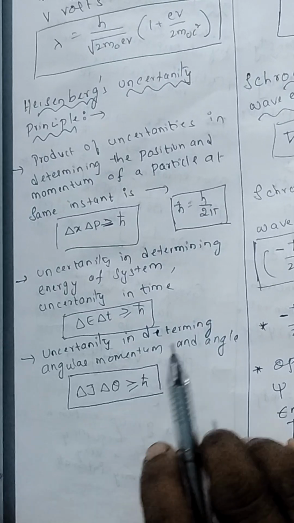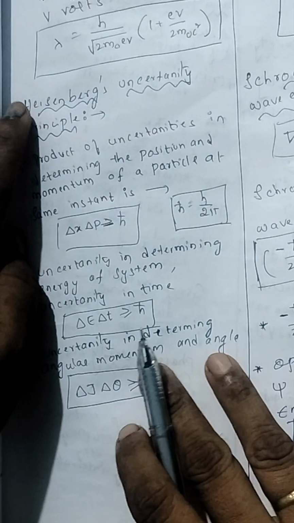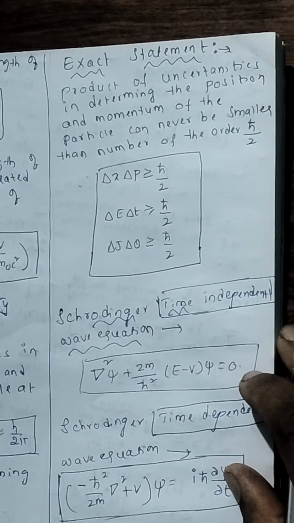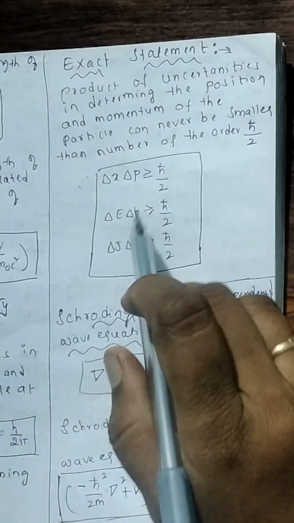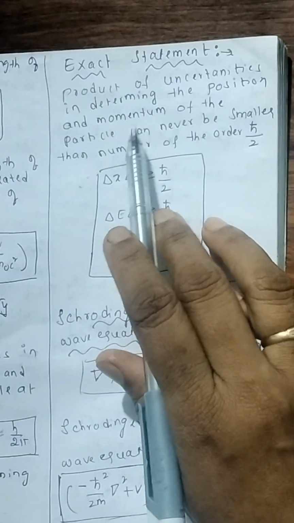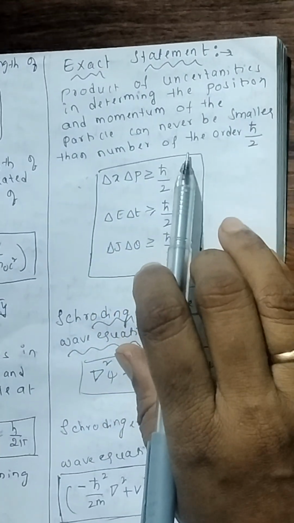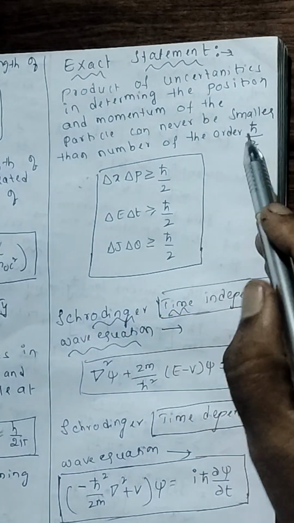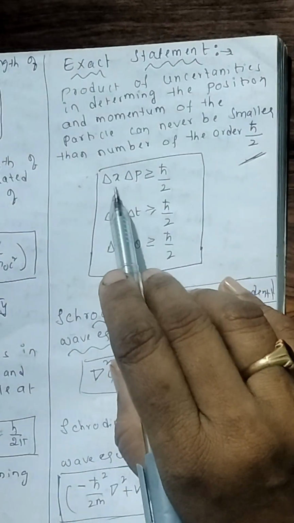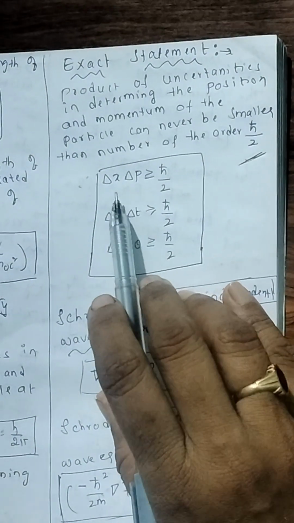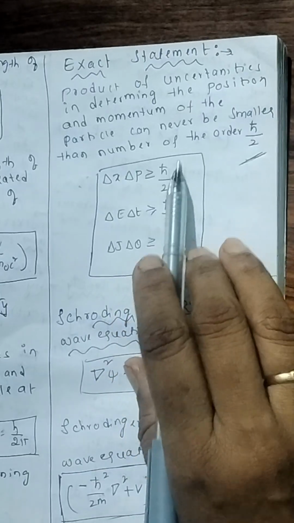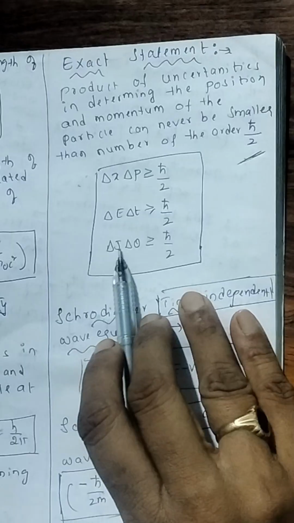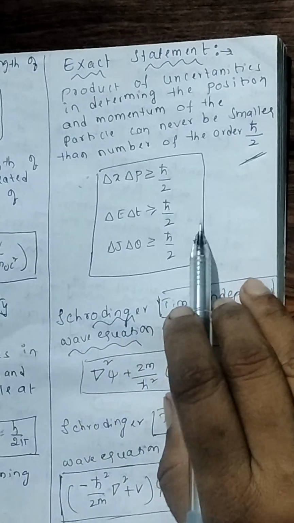Now, if we want the exact statement of the Heisenberg uncertainty principle, it says that the product of uncertainties in determining the position and momentum can never be smaller than h cut by 2. So, we can rewrite the equations as delta x delta p greater than or equal to h cut by 2, delta E delta t greater than or equal to h cut by 2, delta J delta theta greater than or equal to h cut by 2.